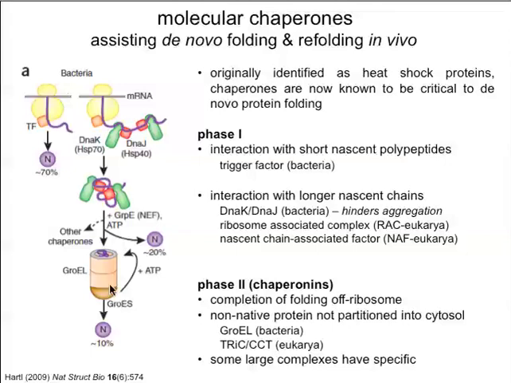First of all, the interaction, as I've already described, with the short nascent polypeptides, a trigger factor in the case of bacteria. There are other factors in the case of eukaryotes. So the trigger factor is interacting with that nascent polypeptide chain, perhaps preventing it from forming incompetent structures, aggregates perhaps. There's another set of molecules that also interact with that nascent chain, the DnaK and DnaJ complexes. These are known to hinder aggregation through a kinetic partitioning mechanism.